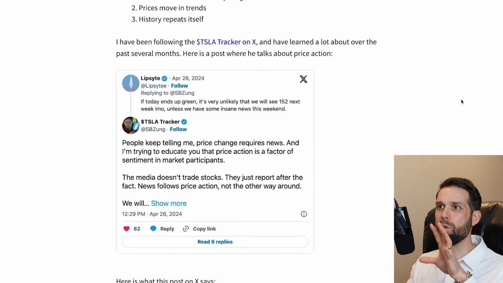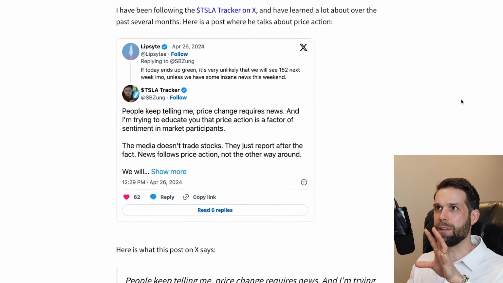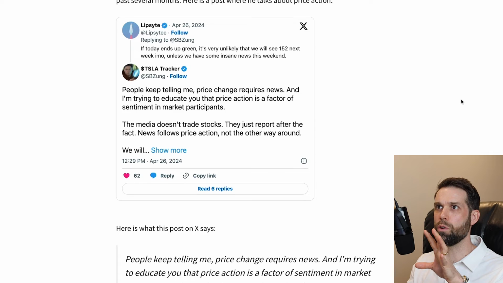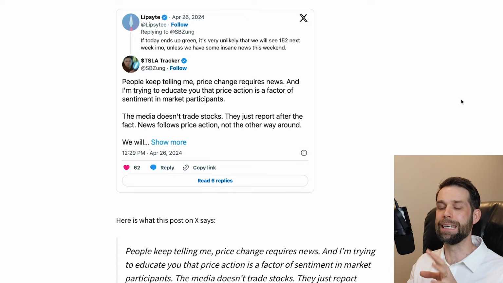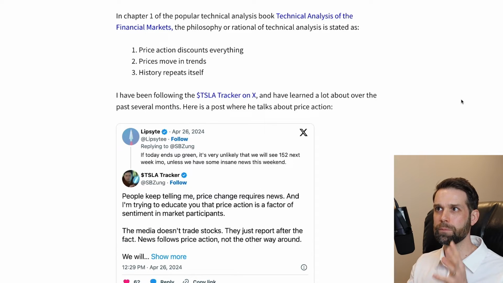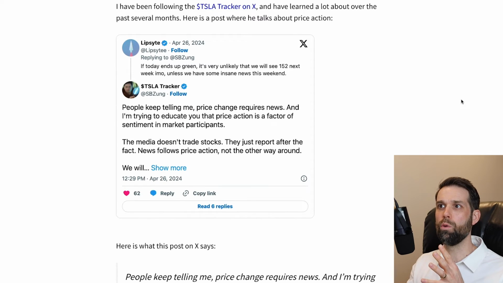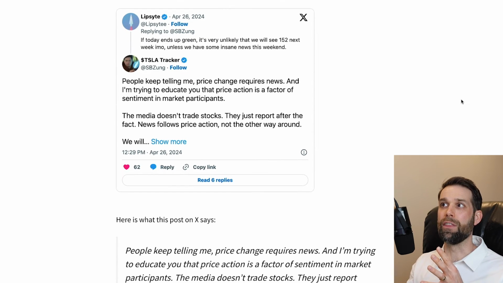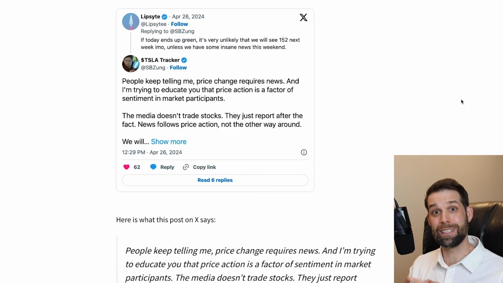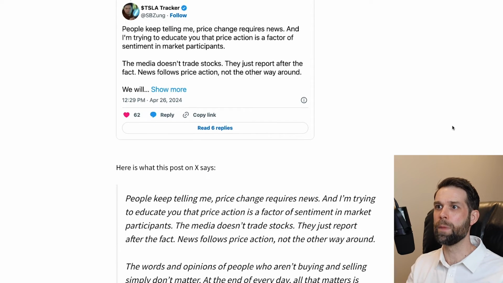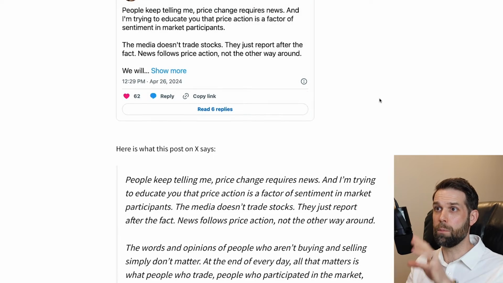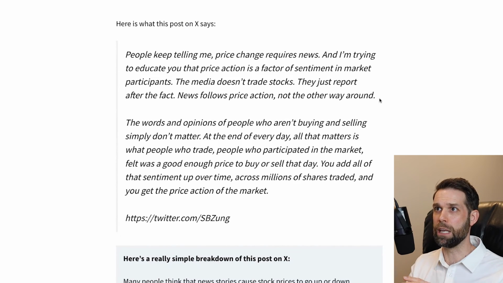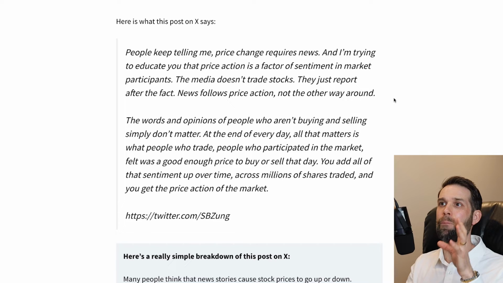So I also wanted to share a post that this Tesla Tracker did to reemphasize this whole idea of the price action discounts everything. And then this whole notion of whether the news affects stocks and whether you as a technical analyst should be concerned with news events or whether you should just be studying the price action of a stock. So again, a link to this post is below this video, and I'll just read it verbatim here.